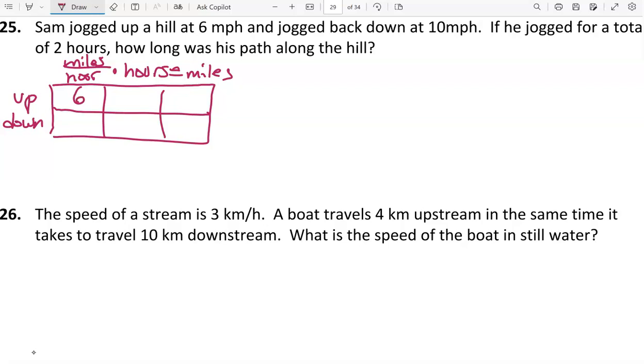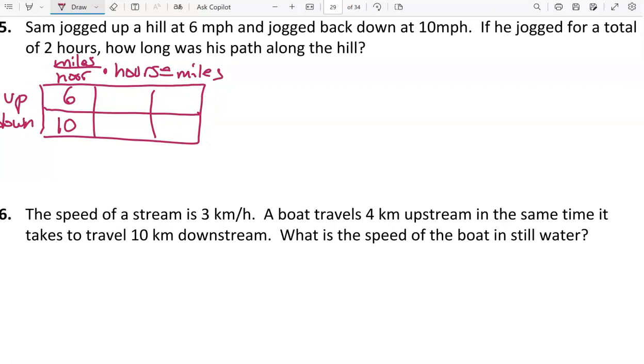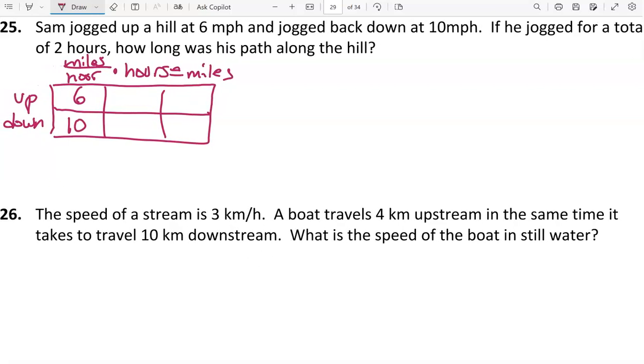So his rate up was 6 miles per hour. The rate downward was 10 miles per hour. And he jogged for a total of 2 hours. Now that's neither the trip up nor down, but a total. So I'm going to write that down below the hours column. And the question is, how long was his path along the hill?